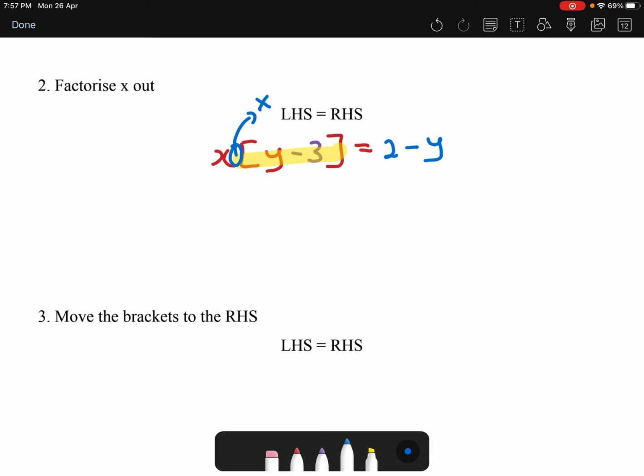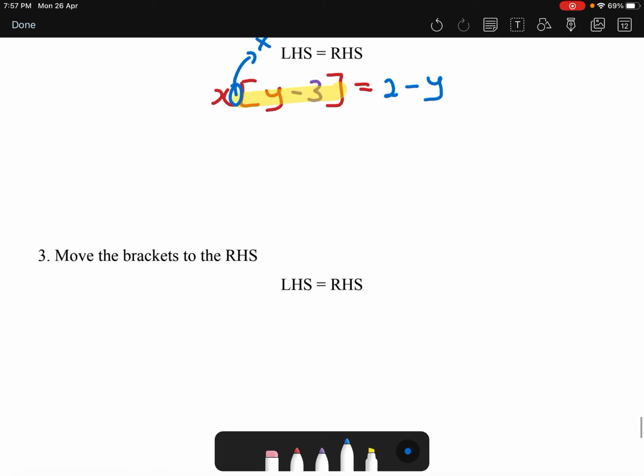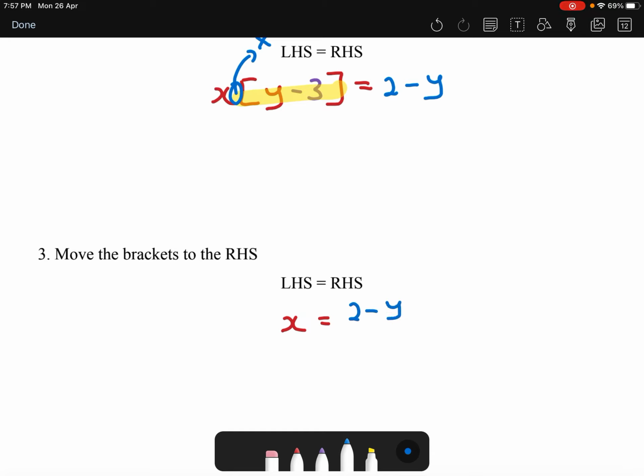When you move your multiplication sign to the right hand side, you should change times to divide. So what is left on the left hand side is x, and the right hand side is 2 minus y. I write this first, then the bracket is divided by y minus 3. Notice that my left hand side only has x, and my right hand side has no x. So this is what I mean by making x the subject.